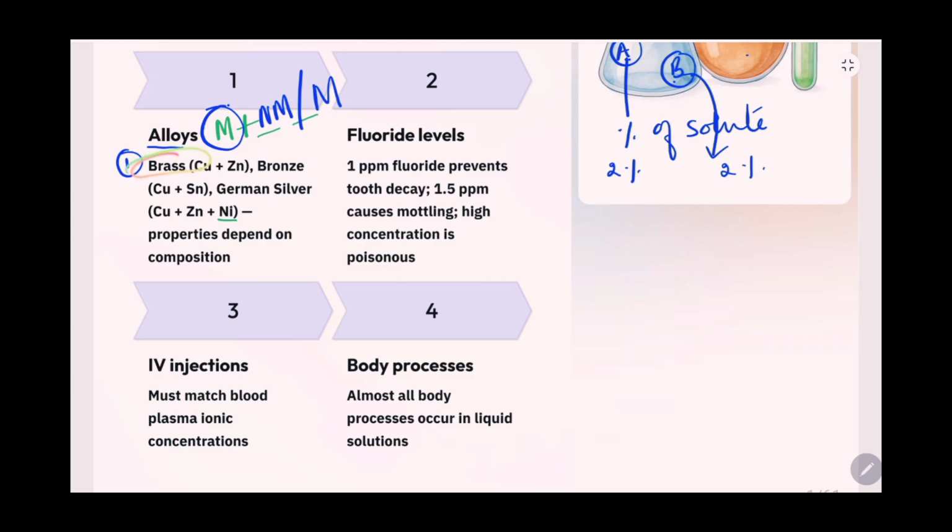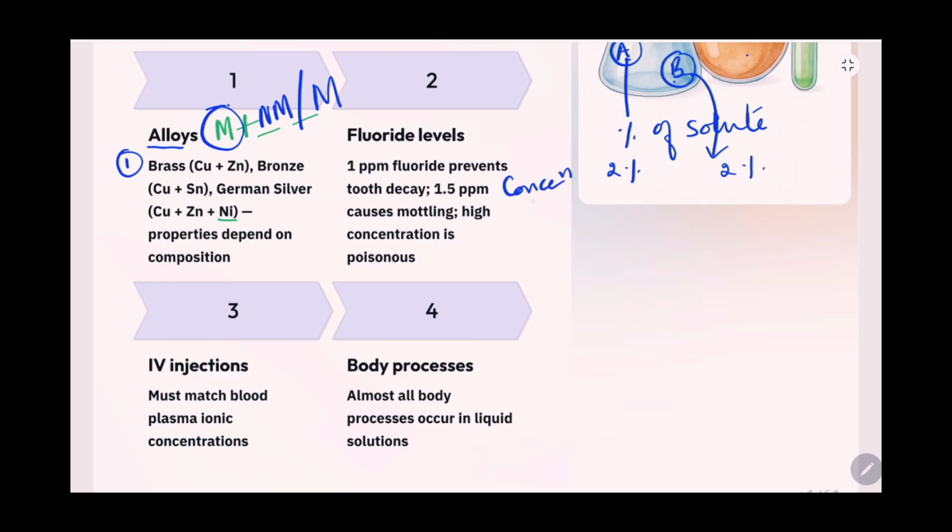So at least remember one or two examples from your science. The example we are taking is brass. Brass is an alloy of copper and zinc. So it is a solid solution, a homogeneous mixture. Bronze is another alloy, which is a mixture of copper and tin, and German silver is made up of three metals: copper, zinc and nickel. In this way we see that alloys are so important for all of us, and they are a type of solution. Then the next is fluoride levels in toothpaste. In this way we talk about an important concept called the concentration of a solution.